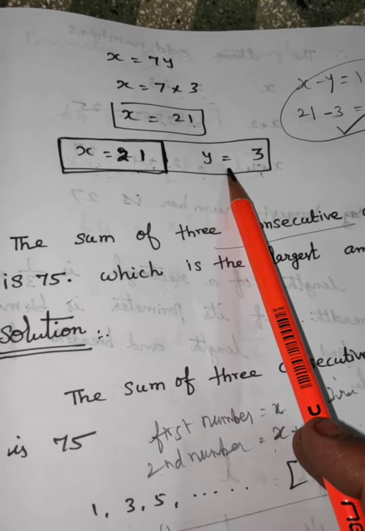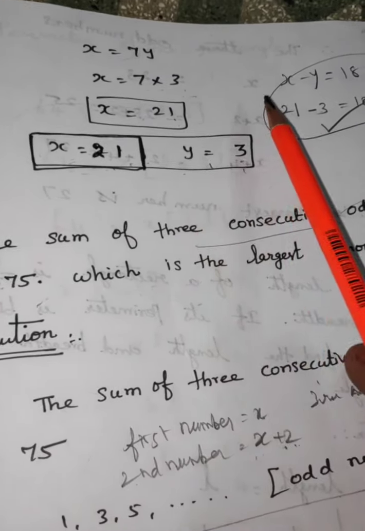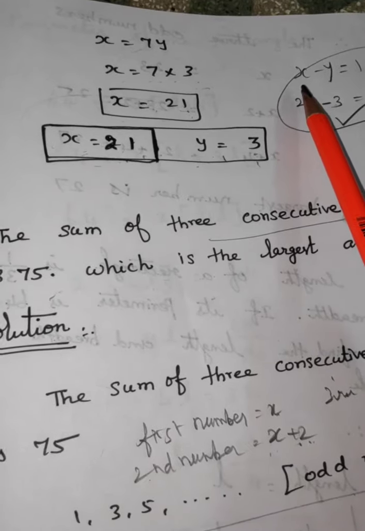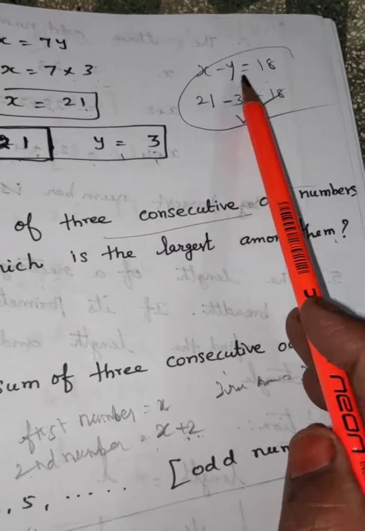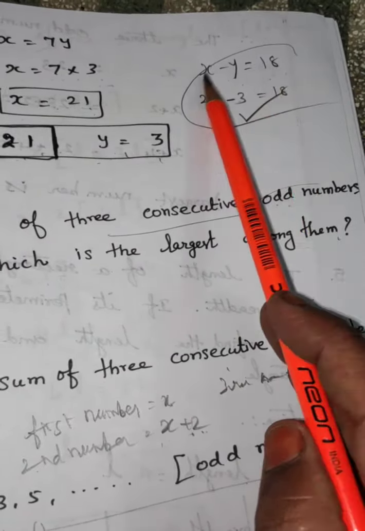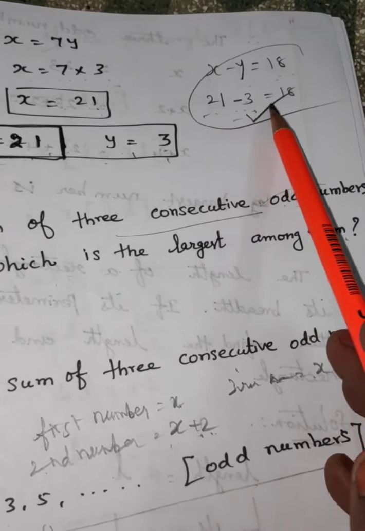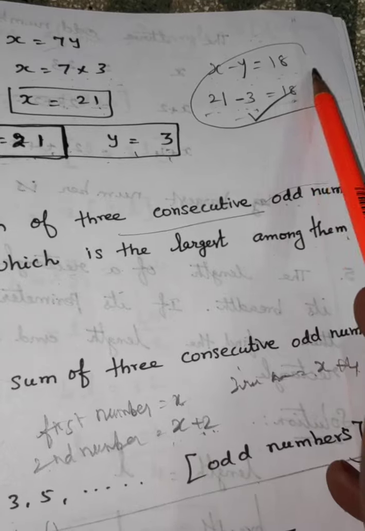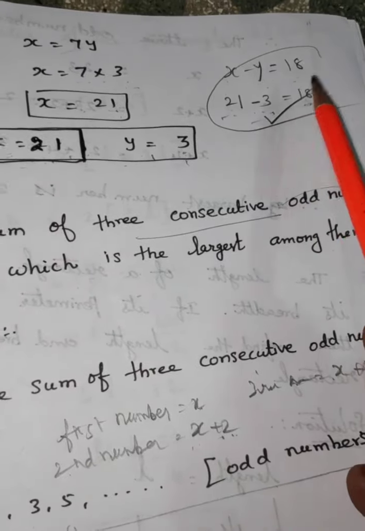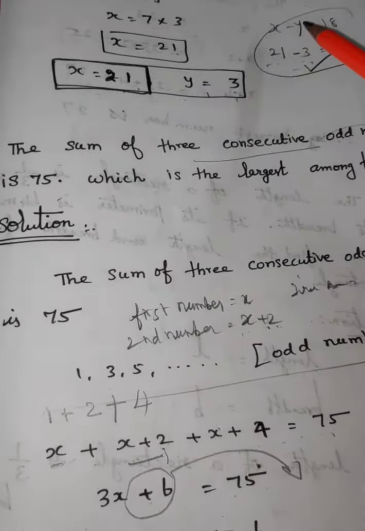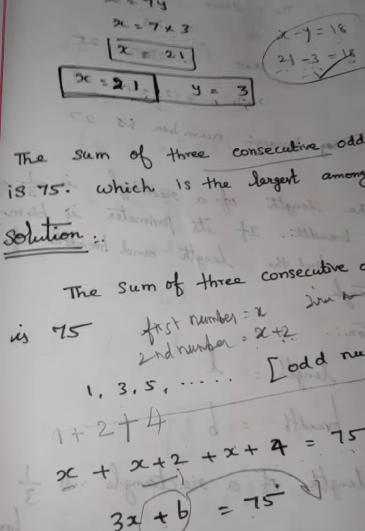How do we check? What is the second step? And the difference equal to 18. So x minus y equal to 18, x value equal to 21, y value equal to 3. 21 minus 3 equal to 18. So the question's answer is correct. Both are now correct. If you need, write it; if not needed, leave it.